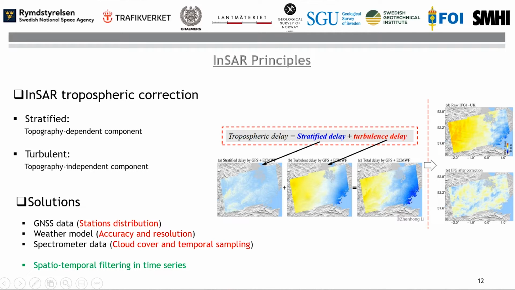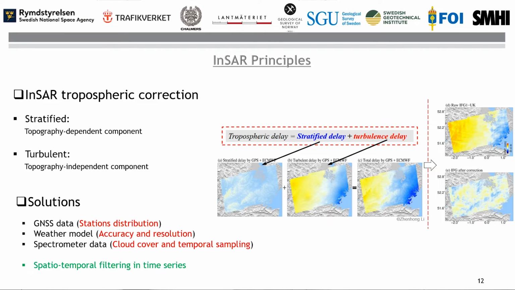Here is a good example. This stratified delay was created by GPS plus a weather model. And here we have the turbulence component. After summing both, we have the total delay caused by the stratified and turbulence components. And here is our raw interferogram. After subtracting the total phase delay from the interferogram, we have the corrected interferogram. And here you can see some deformation signal has appeared.